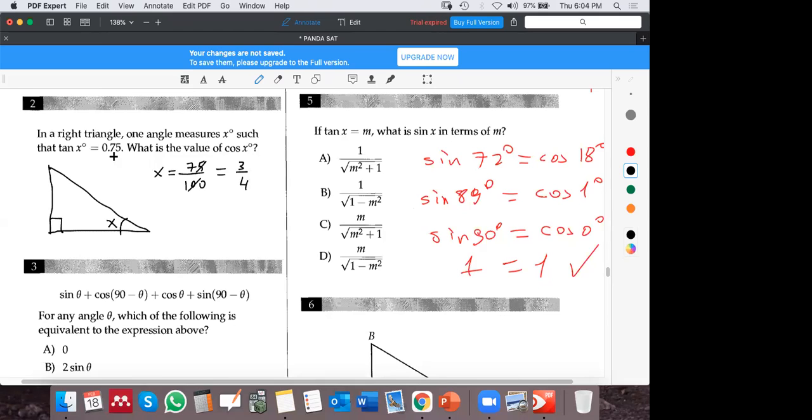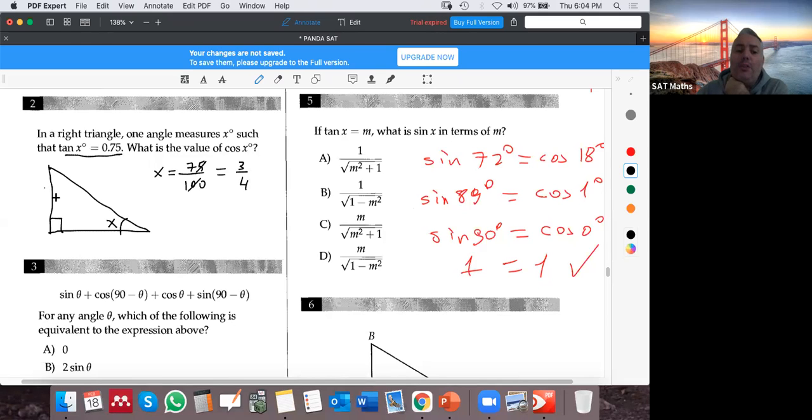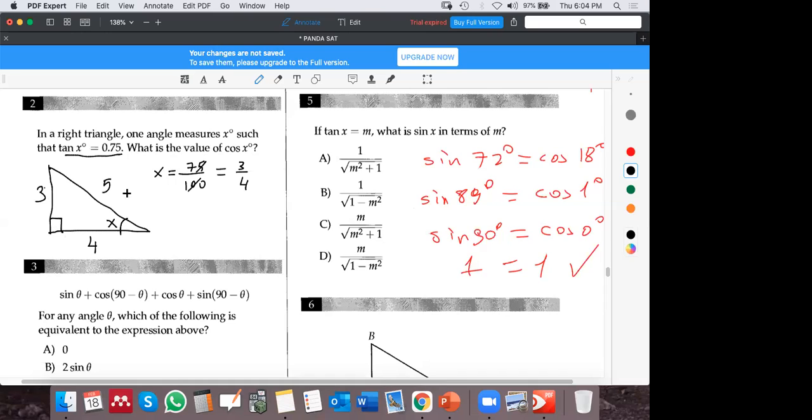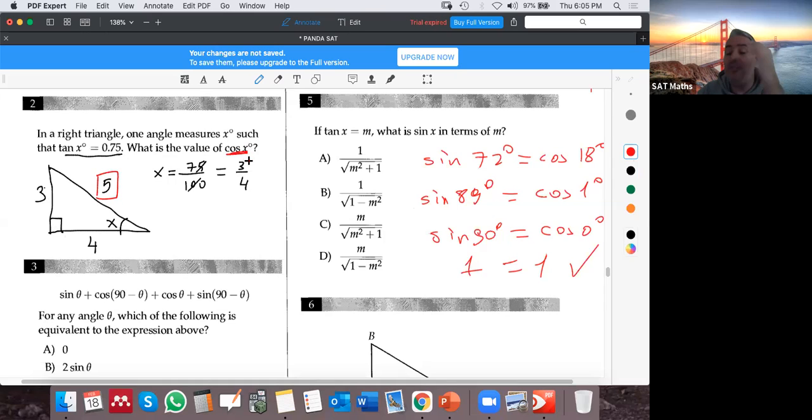So what does tangent mean? Opposite over adjacent. So opposite is 3, adjacent is 4. Till here, any question? No. If this is 3, if this is 4, and there is a 90 degree angle, I am 100% sure that this is 5. Is this clear? Yes. What is the question? Find cosine of X. The definition of cosine is adjacent over hypotenuse. What is adjacent of X? 4. Hypotenuse, 5. This is the answer. Finished.